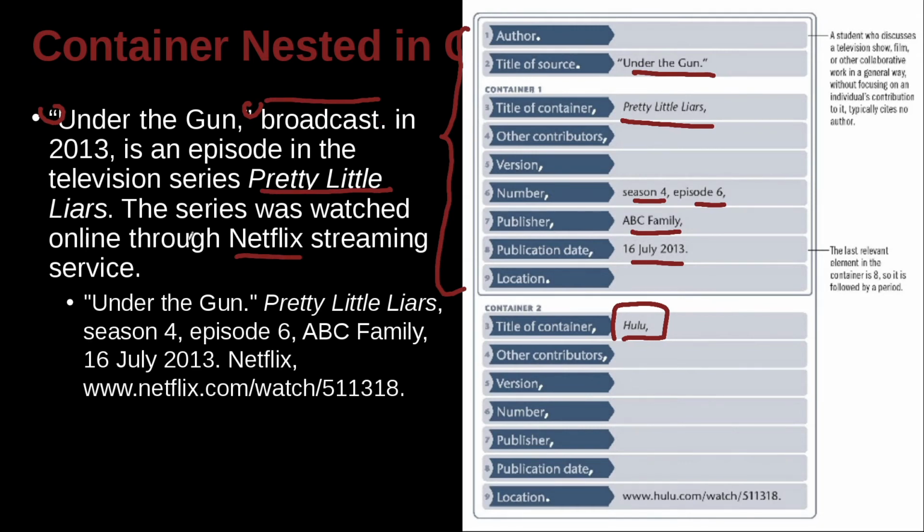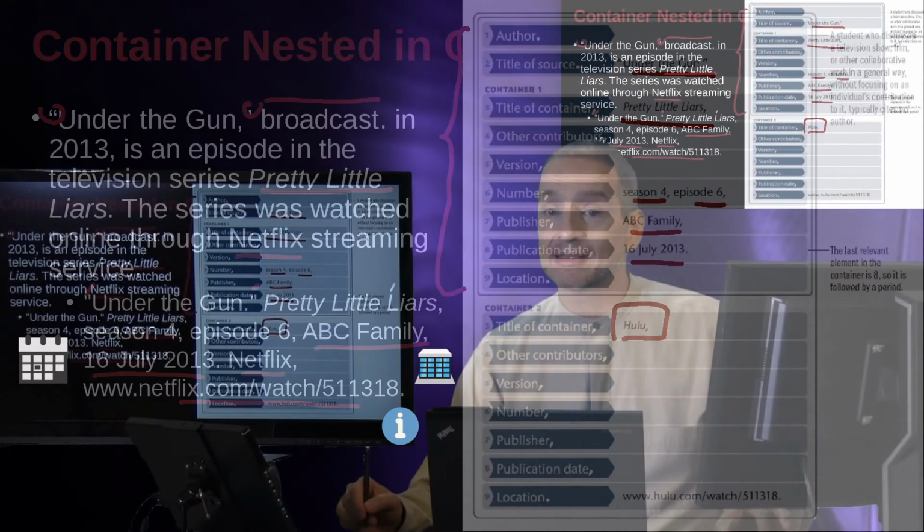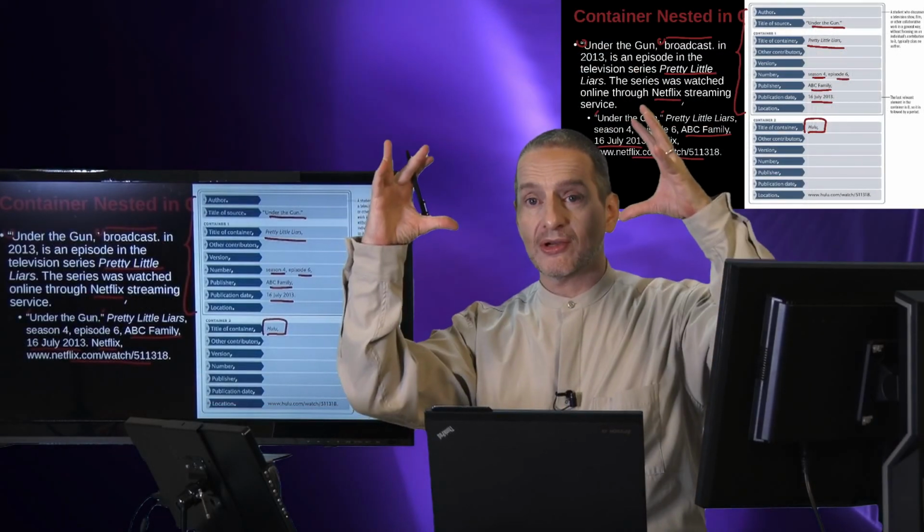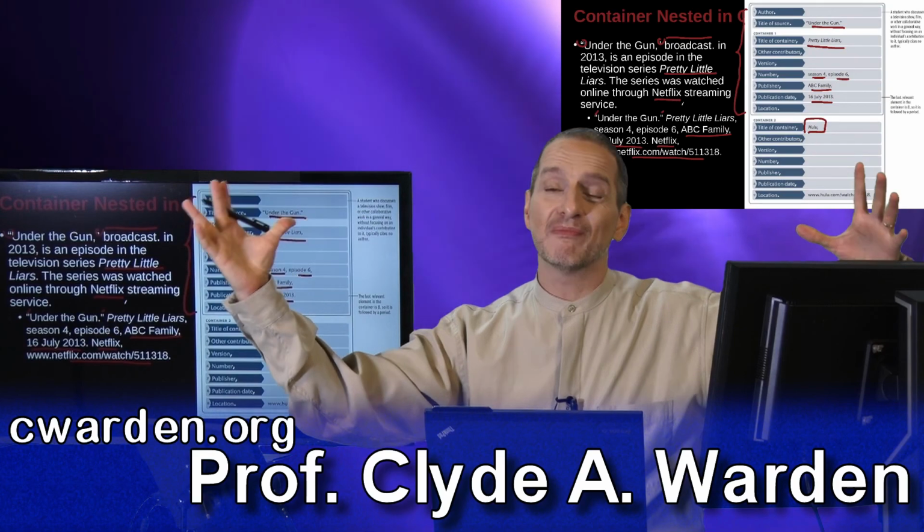How do we write it? Here we go. "Under the Gun," in quotation marks. Pretty Little Liars is the name of the series. It was inside Season 4, Episode 6. The producer or the publisher, in video we call it producer, ABC Family. And when did it come out? 2013, but specifically 16th of July. So day, month, year. And then container number 2. Container number 2 is Netflix, and here's the address. And this is this really great idea of one container, bigger container, bigger container. You can keep doing it bigger and bigger.